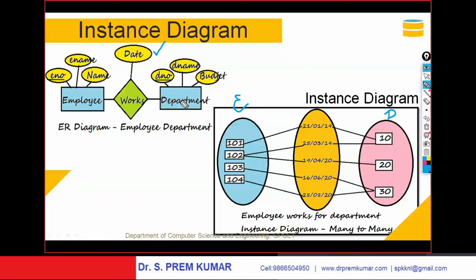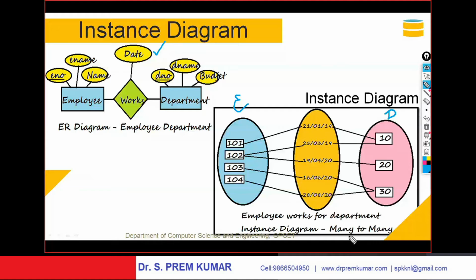101, so and so date, worked for department 10. 102, so and so date, worked for department number 10. Then 102 is working for department number 20. 103, so and so date, worked for department number 30. 104, so and so date, is working for department number 30. This is nothing but an instance diagram.